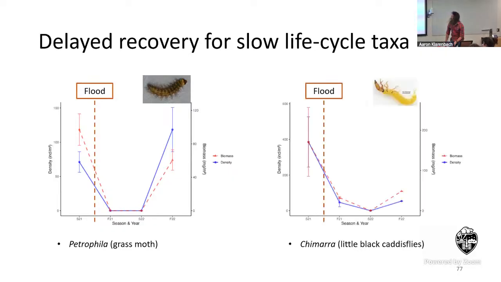Another taxa where we saw this pattern was Chamara. This is a little black caddisfly, and we see that they also decreased following the flood, and then slowly started to return by fall of 2022. These are univoltine, so they have one generation per year. So you can imagine if the flood wiped out most of the taxa, they experienced high mortality in the spring of 21. There weren't a lot left by spring 2022 to finish the life cycle.